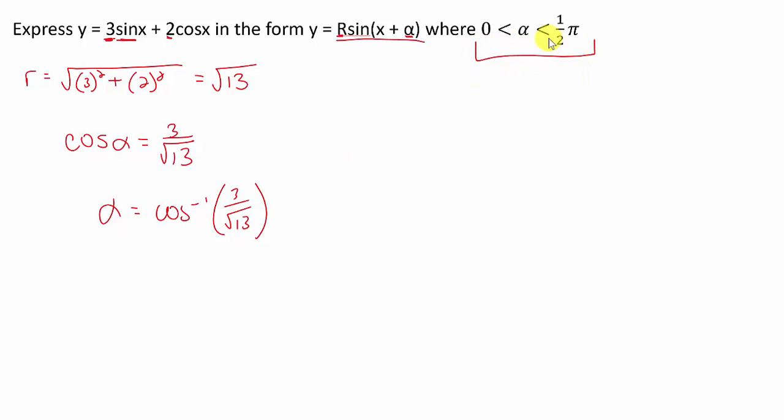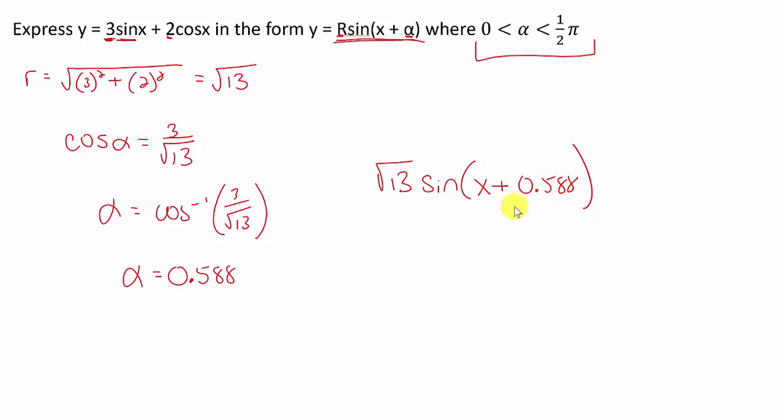And this right here is telling us that we want to be in radian mode. And so when I do that in radian mode, I get that alpha is going to be equal to 0.588. And so now that we have alpha and r, we can just go ahead and write it in this form right here that they asked for. So I'm going to have square root of 13 sine, and then I'm going to have x plus alpha. And that's my answer. That's my form. That's all there is to it, okay?